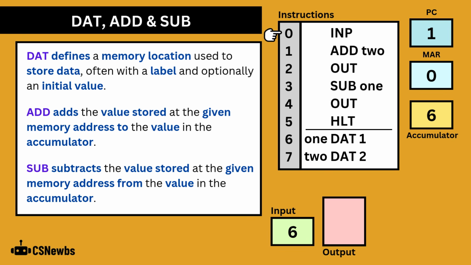This is a simple program example to input a number, add 2 to it, and then subtract 1. We'll start by inputting 6, which is stored in the accumulator. ADD2 adds the value in the memory address with the label of 2 to the current value in the accumulator, which was 6, now making 8. Now we output the accumulator's value of 8. SUB subtracts the value stored at the given memory address from the value in the accumulator. 8 subtract 1 is 7, which is the accumulator's new value. Next, 7 is output, and then the program stops.